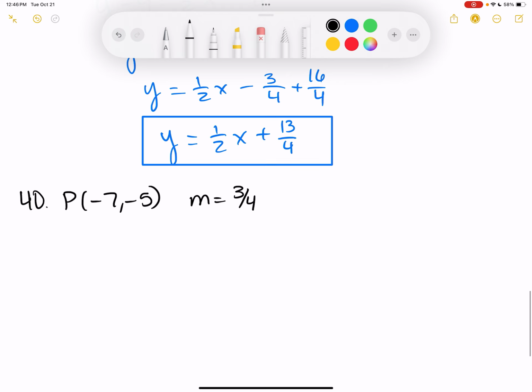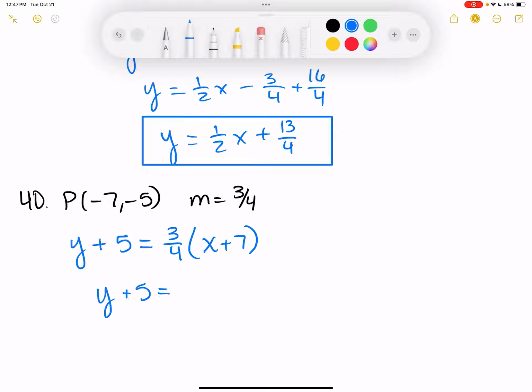So I got y minus y1, well that's a -5, so it's going to be y plus 5 is equal to m, 3/4, times x minus a -7, so plus 7. So I've got y plus 5 is equal to 3/4 x plus 21 over 4.